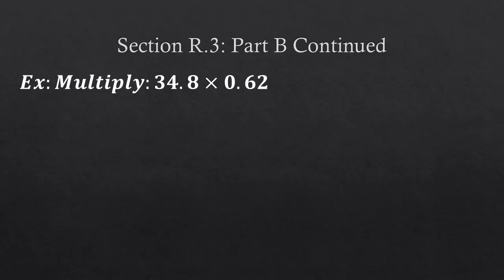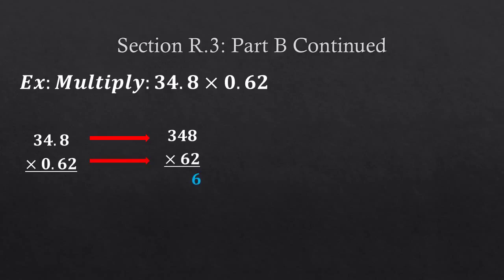Multiply 34.8 times 0.62. So what we will do is turn 34.8 into 348 and turn 0.62 into 62, and we'll multiply. 8 times 2 is 16. Carry the 1. 2 times 4 plus 1 more is 9. 2 times 3 is 6. 6 times 8 is 48. Carry the 4. 6 times 4 plus 4 more gives you 28. Carry the 2. And 6 times 3 is 18 plus 2 more gives you 20. Add your numbers together.